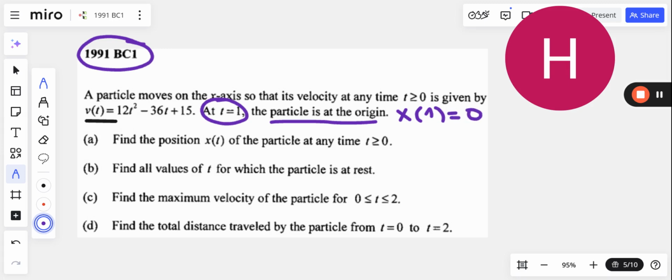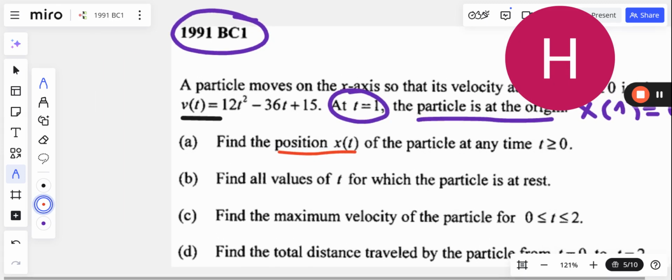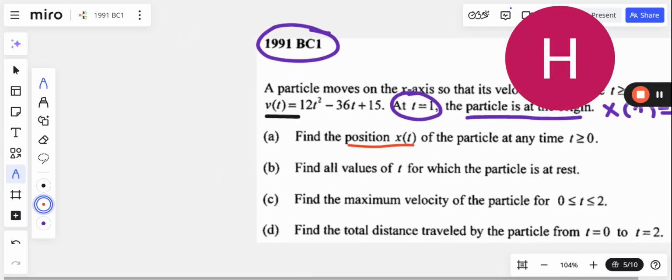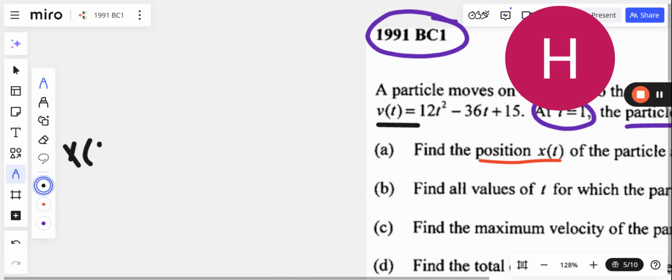Okay, great. So they want us to find the position x of t, which is going to jump straight into integration. So we're going to jump straight into saying that x of t is the integral of the velocity. You get a point for noticing that and saying that.